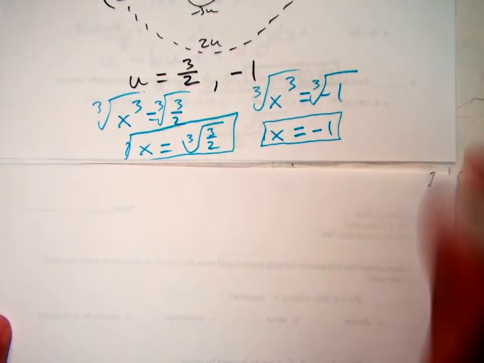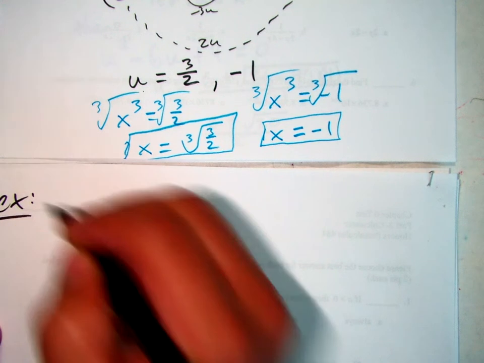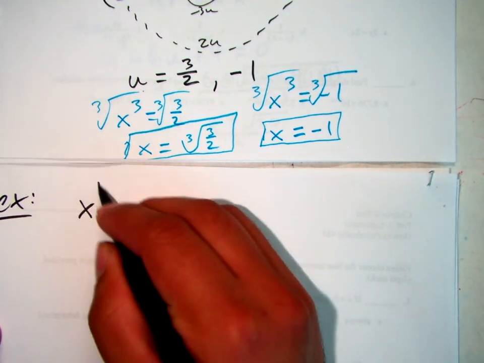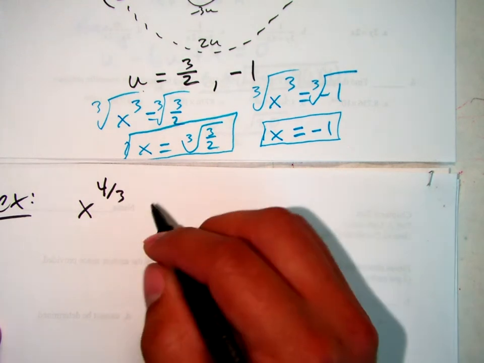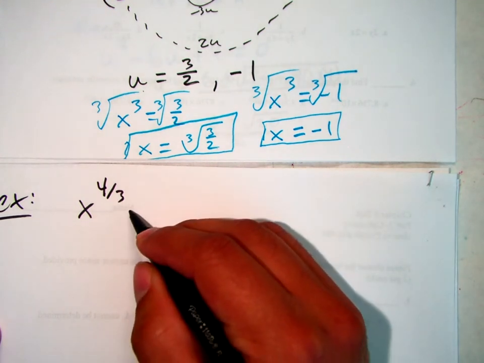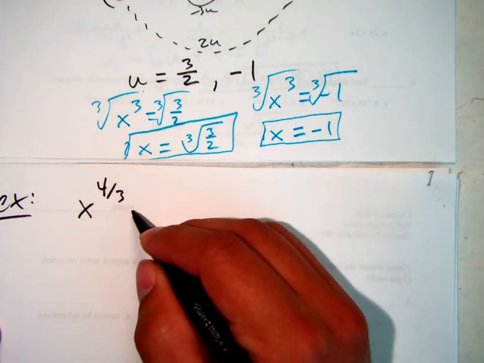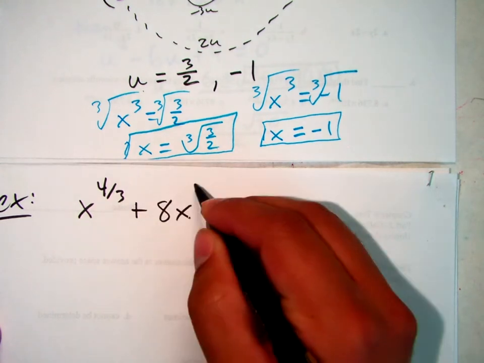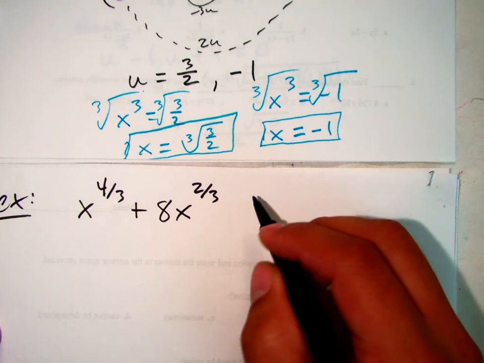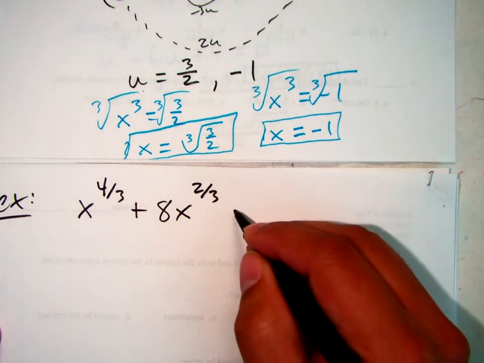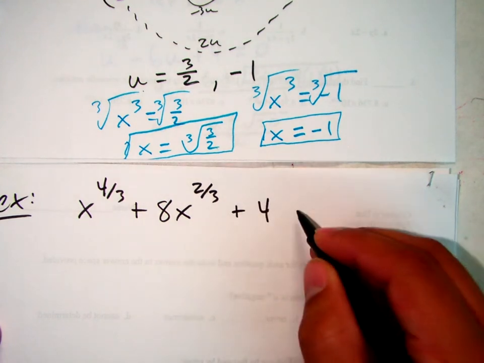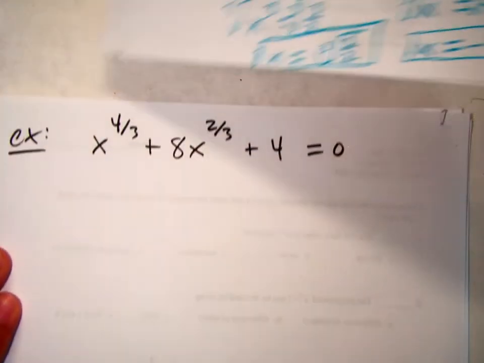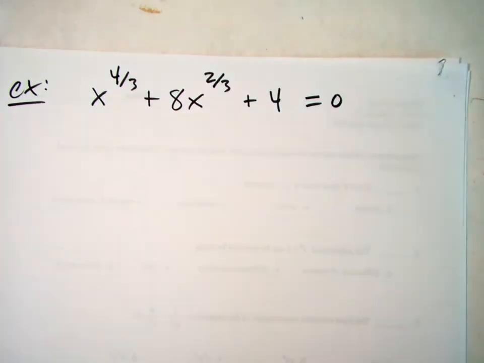All right. Let's try this one. x to the 4/3 plus 8x to the 2/3 plus 4 equals 0. Is that the hard one? I would say it's a little harder than the ones we've done. However, it's done the same way.